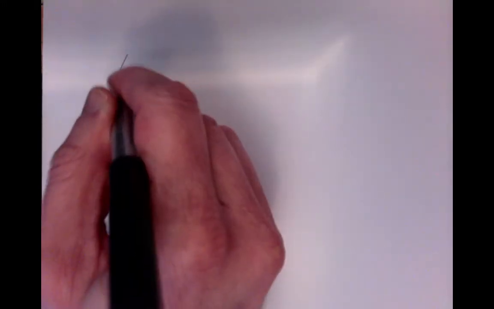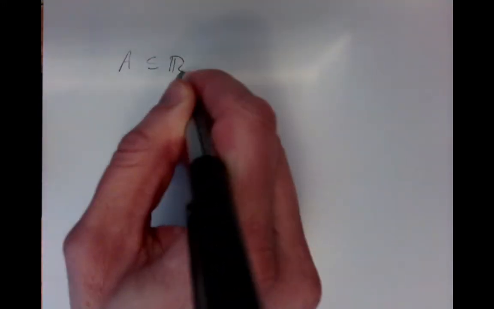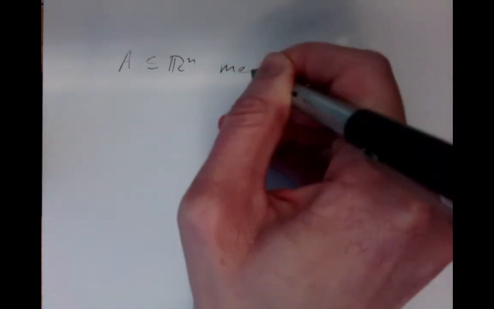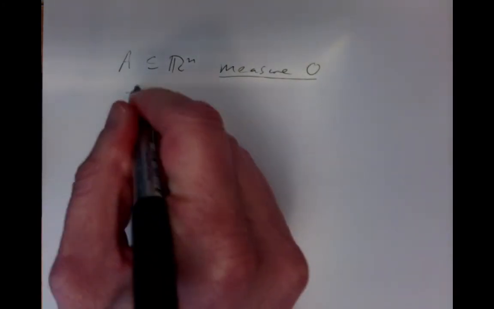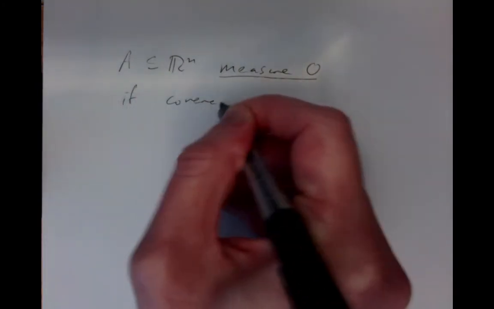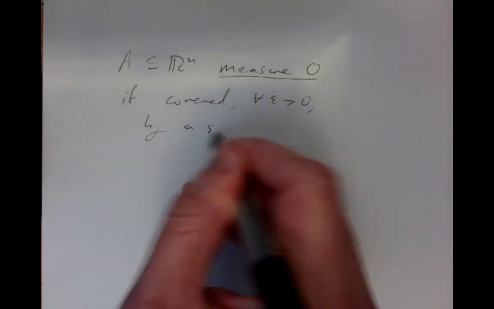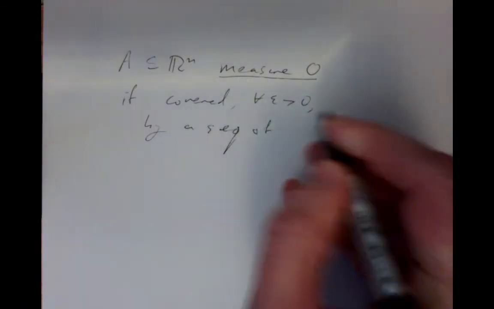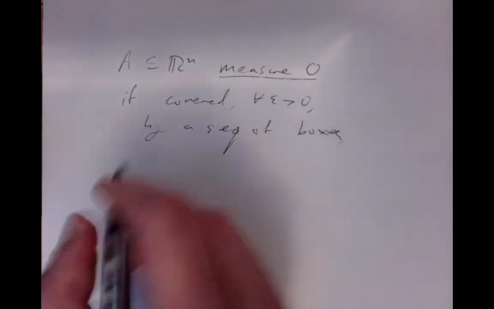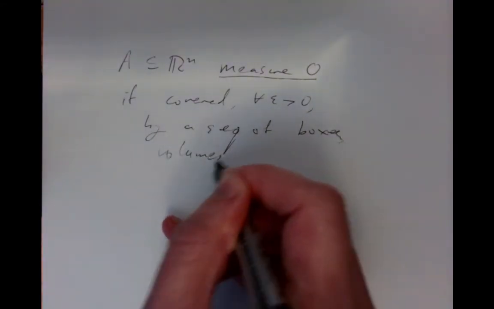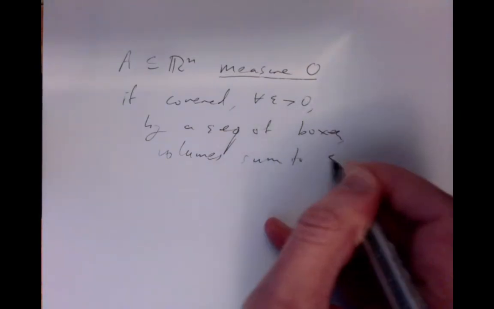We're going to try and avoid things by saying that we can get away from them if they don't take up too much space. So we'll say that a set contained in Rn has measure 0 if, for any epsilon greater than 0, it can be covered by a sequence of boxes whose volumes sum to less than epsilon.